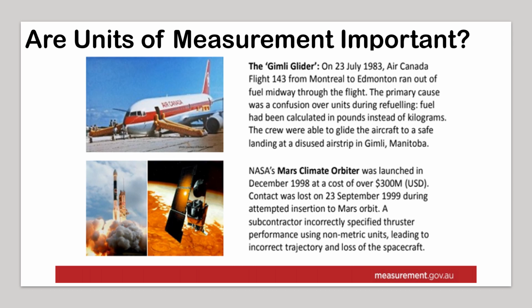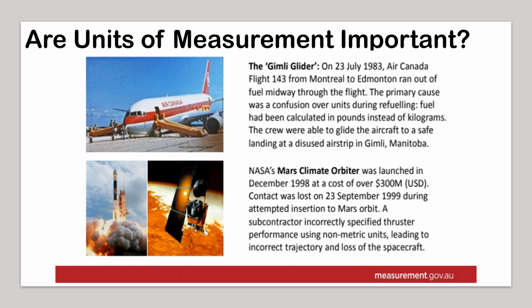Why is it important? Nice little couple of things. You can read these, but basically I'll just go through the data. This plane in the top picture, Air Canada, ran out of fuel because the ground crew was confused over the units they were using during refueling and had calculated in pounds instead of kilograms, which is pretty interesting because I can't remember the conversion now between pounds and kilograms, 2.2 pounds to a kilogram or something. So they badly underestimated the amount of fuel the plane needed, and thankfully the crew was able to glide the aircraft in and not crash land, simply because they didn't know the unit that they were using.